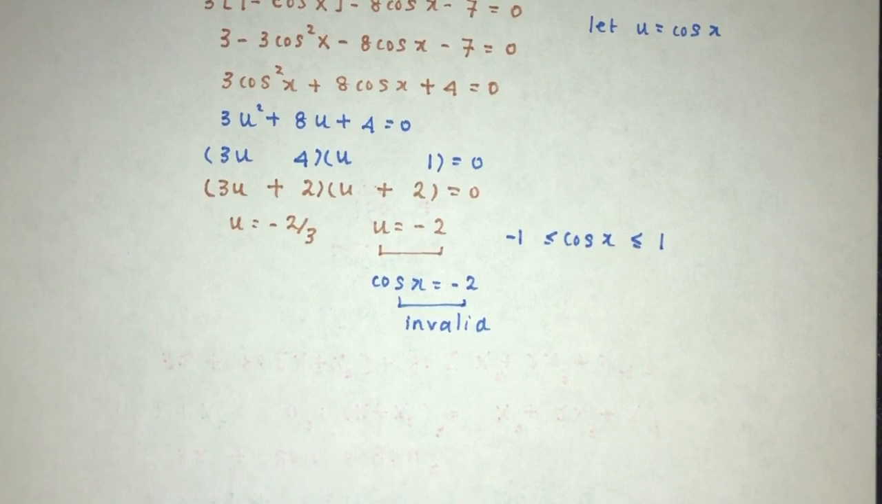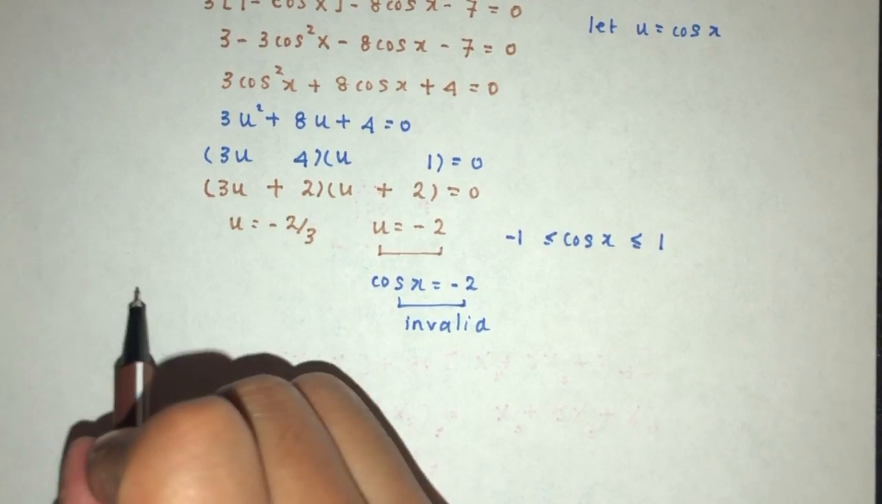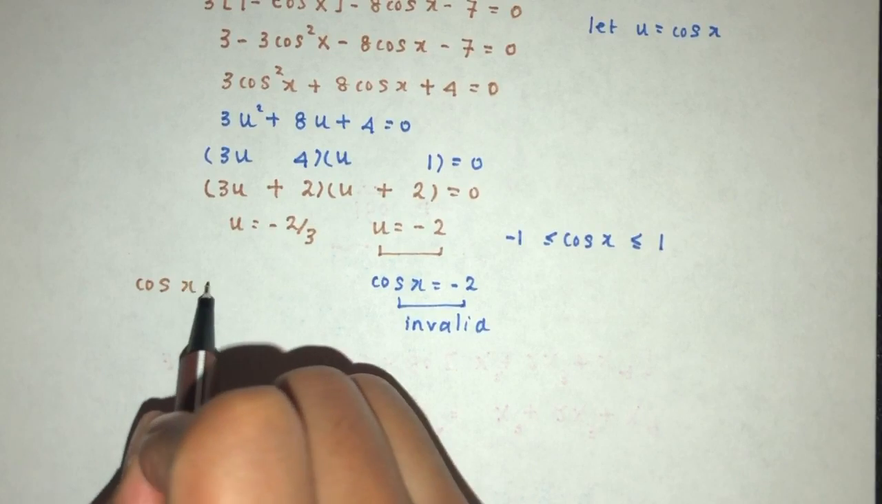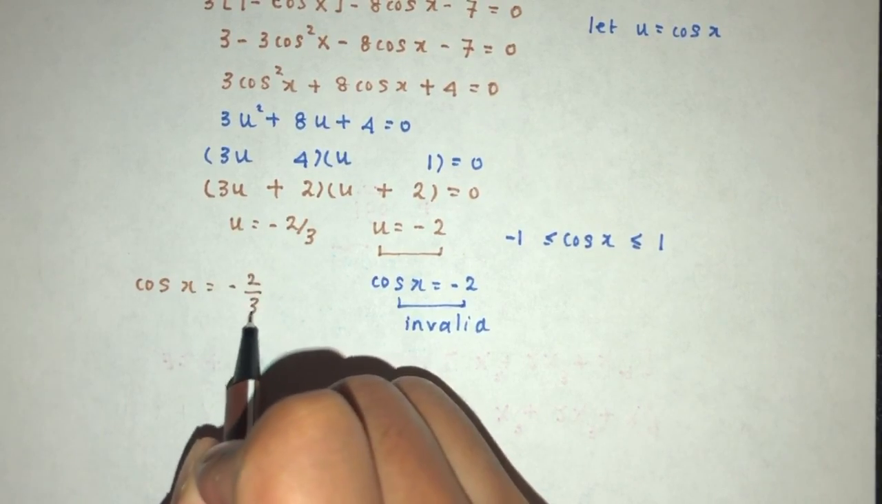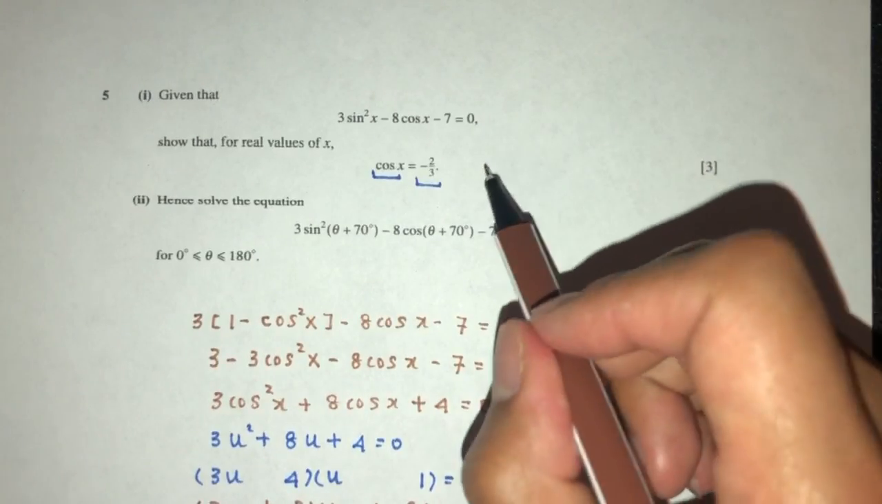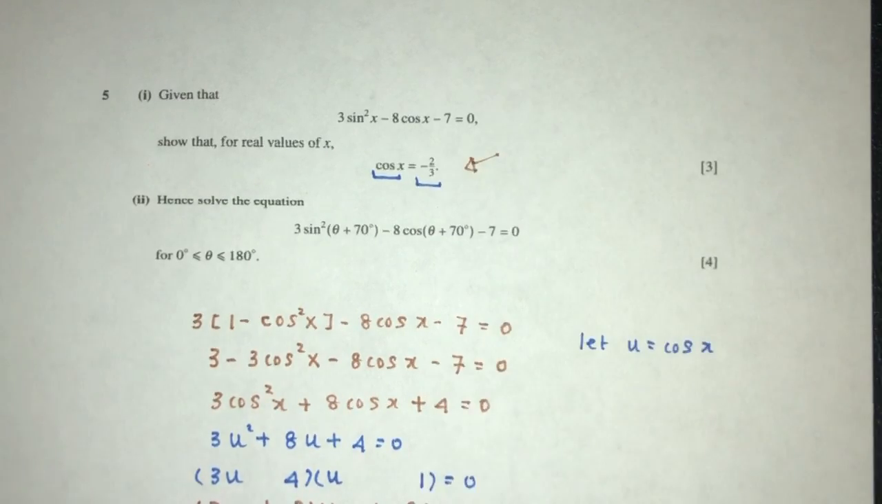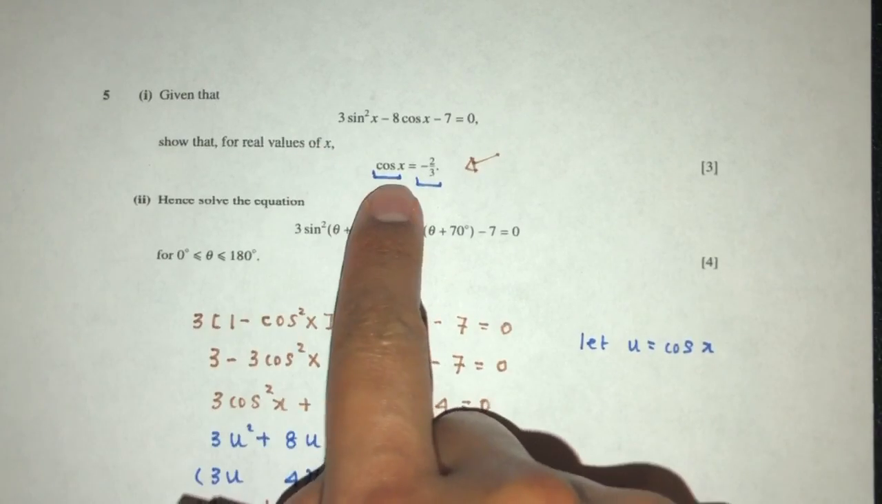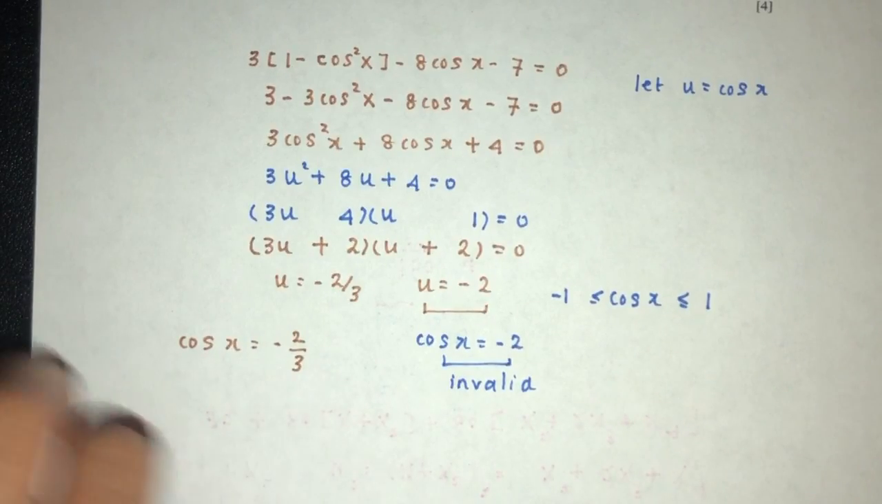Okay? Because of that, it will not be possible. The only value remaining will be cos of x will be minus 2 over 3. As you can see, this is shown as required. So show for real values of x, we have this, and this is shown as required.